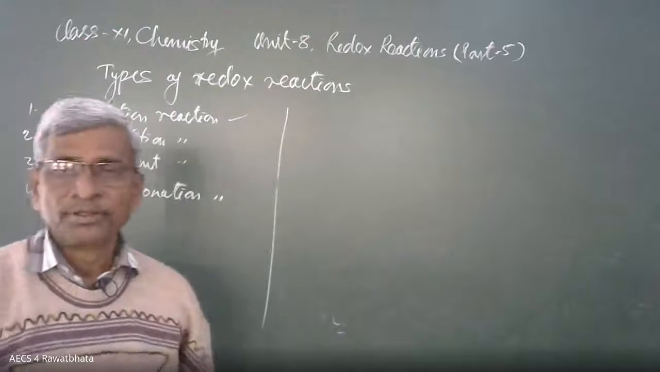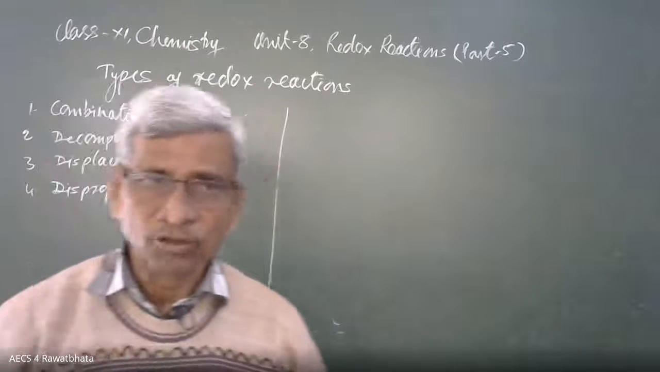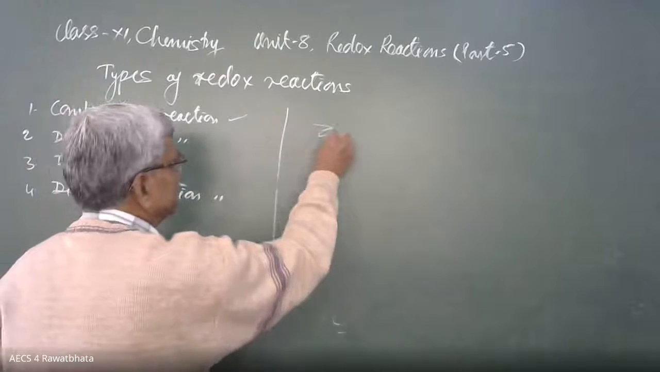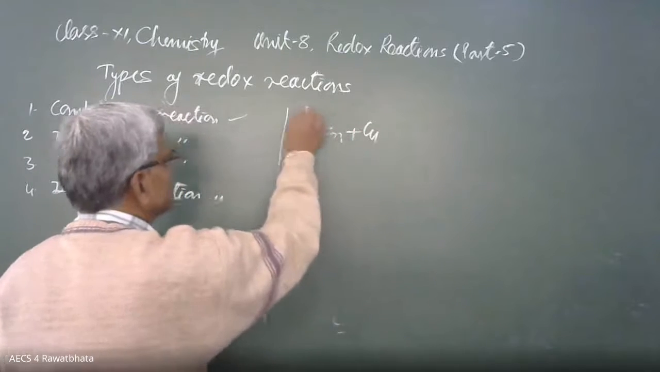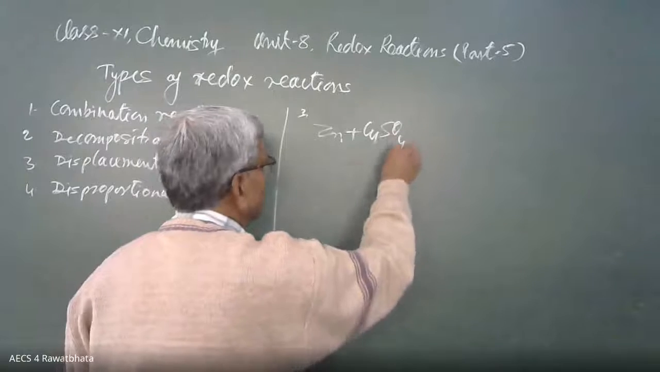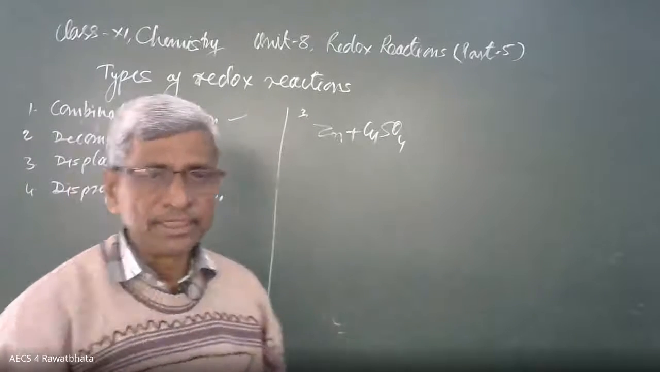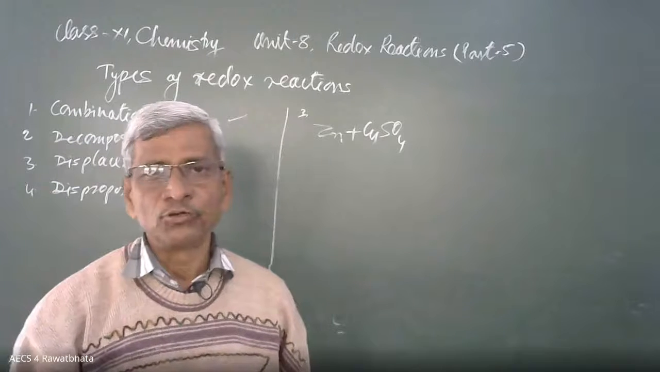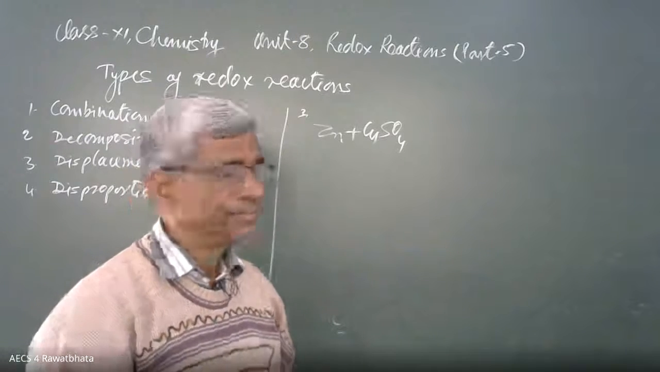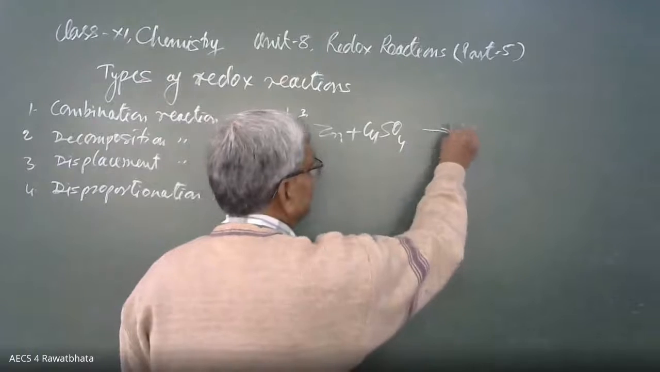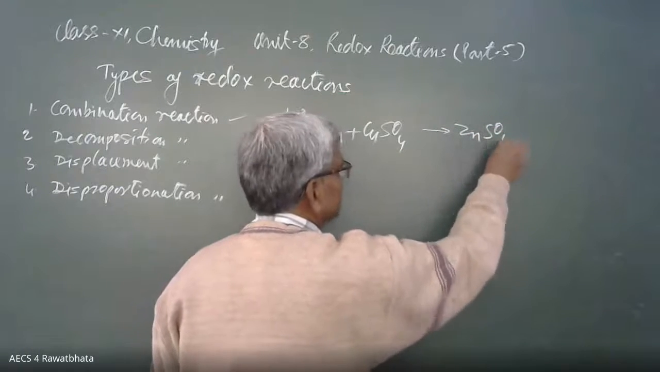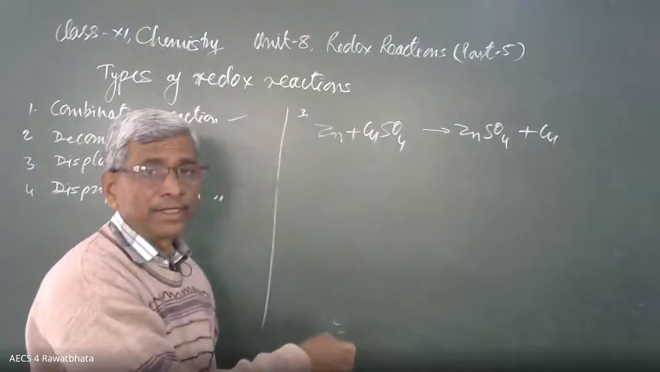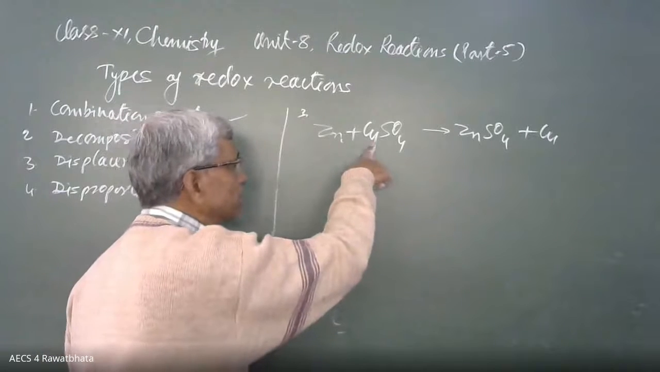Displacement generally happens in the case of metals, and non-metals are also involved. Metals like zinc plus CuSO4, this is the third one. You have done this displacement reaction experiment in 10th class also, and this is displacement according to the order of the reactivity series. It gives ZnSO4 plus Cu.